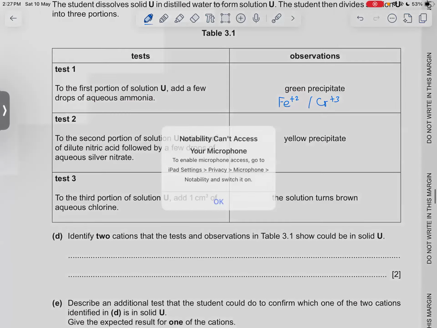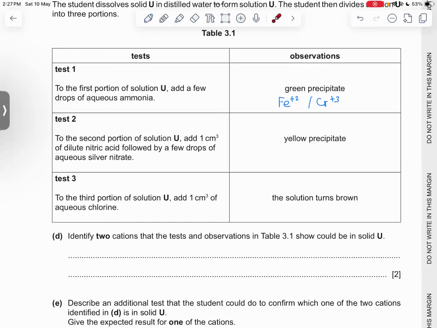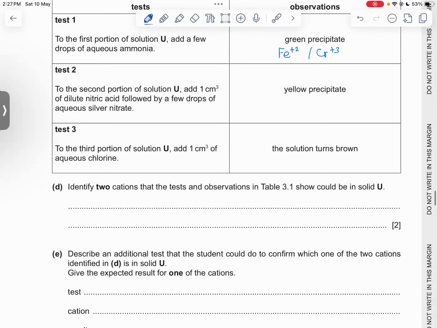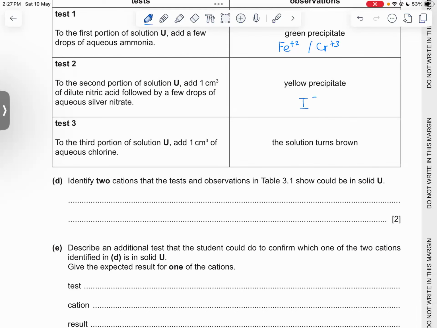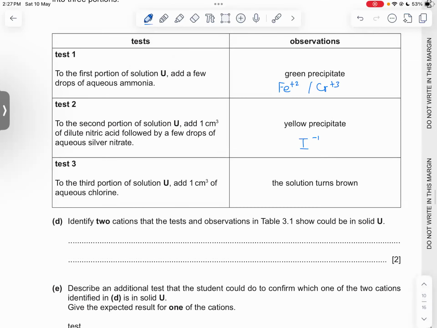Next, to the second portion of solution U, add 1 centimeter cube of dilute nitric acid, followed by a few drops of silver nitrate, and a yellow precipitate is formed. That means iodide ions are present, right? Because it's either chromium or Fe2+.